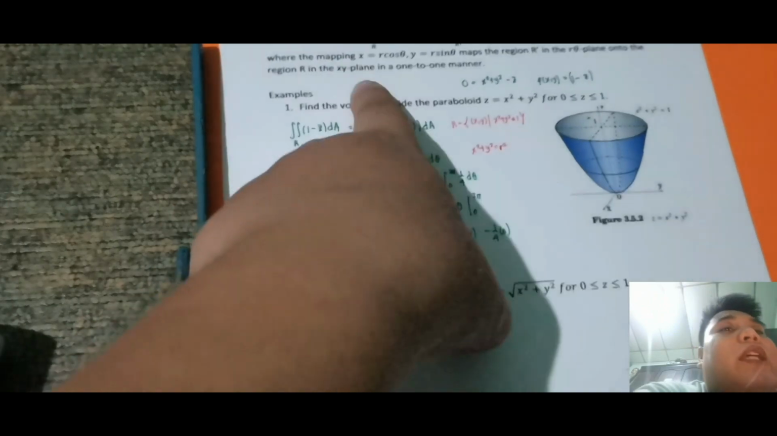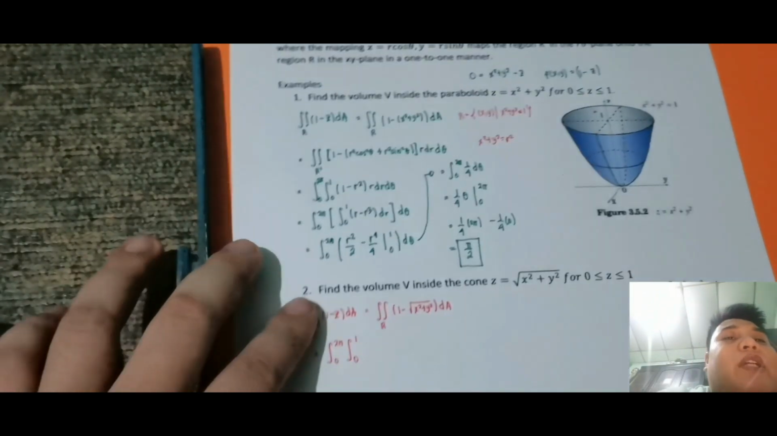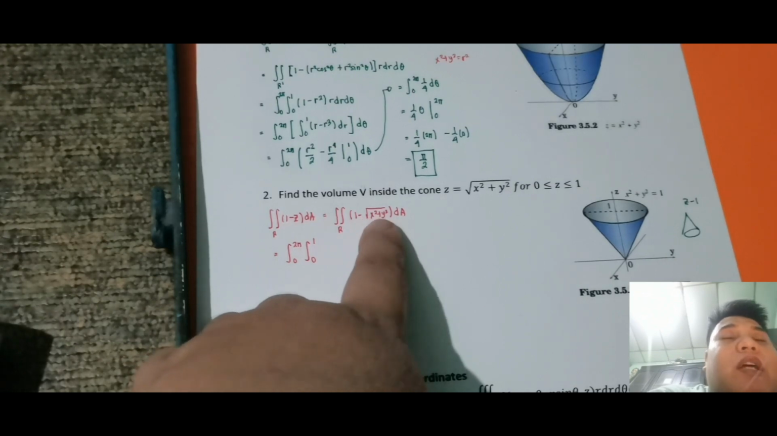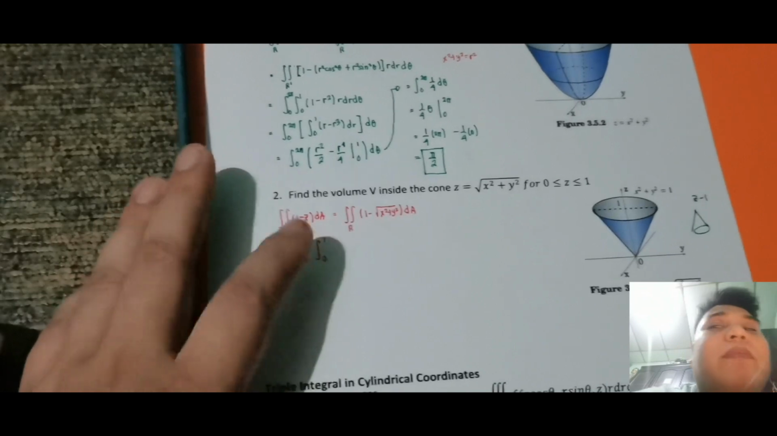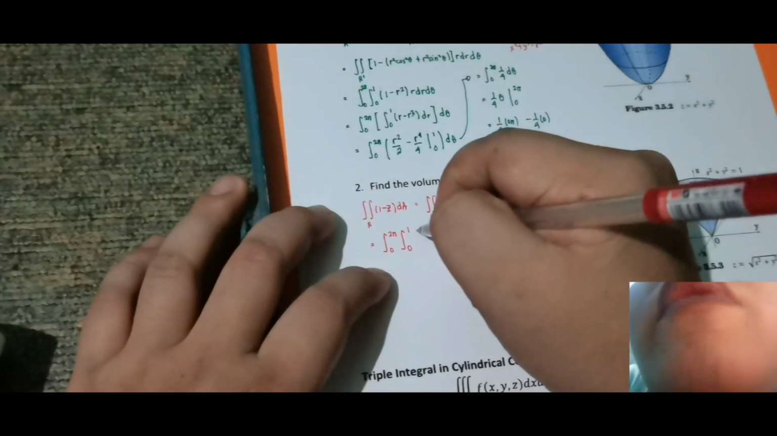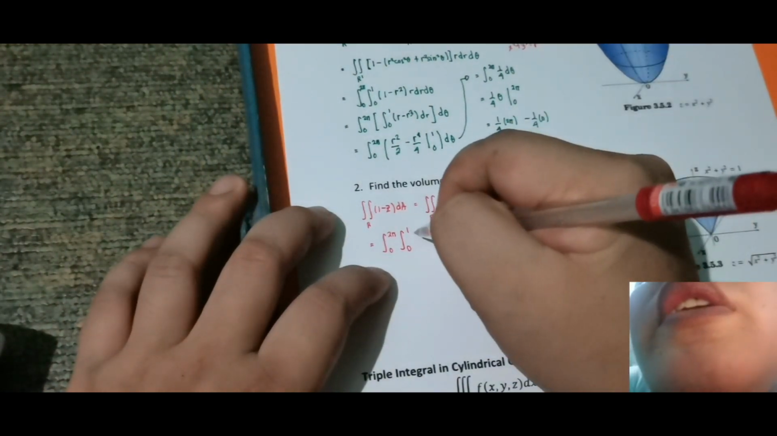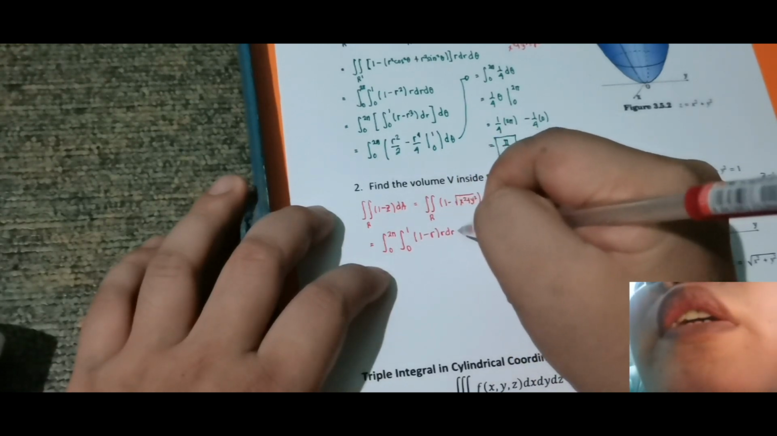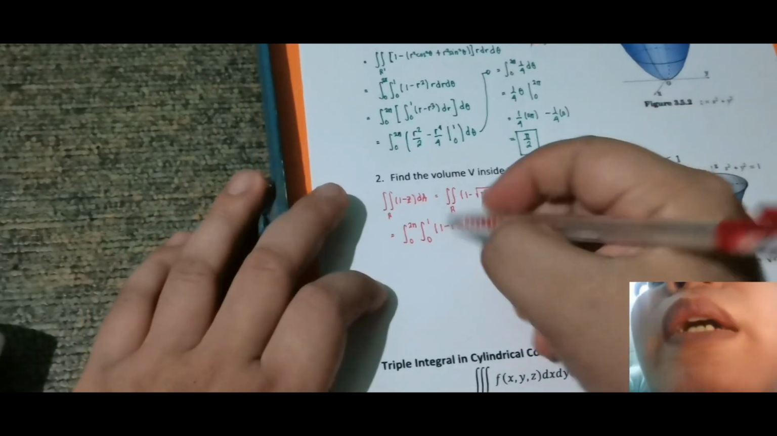Or simply, yung pinalit natin kanina, yung r cosine theta saka r sine theta. So dito, kung pinalit mo yung r cosine theta saka r sine theta, ang lalabas dyan is r squared. Square root ng r squared is just r. Okay, so this is just equal lang. This is just equal sa 1 minus r. This is r dr d theta. So pasok ko lang yung r na yan.